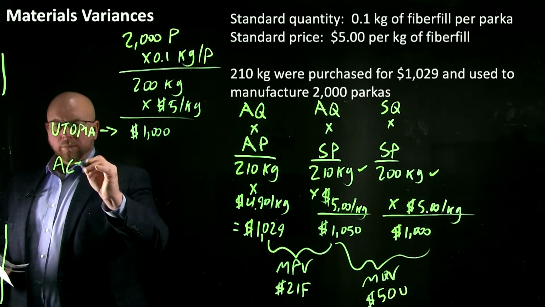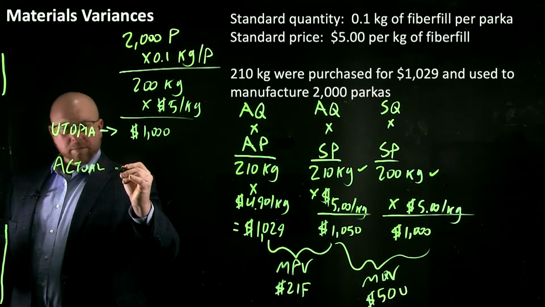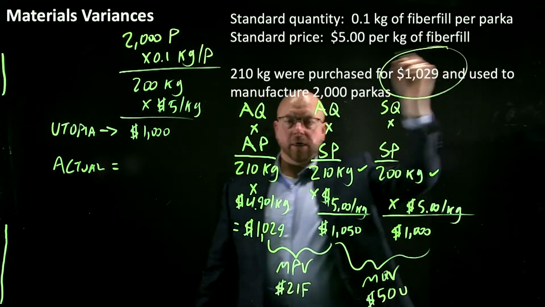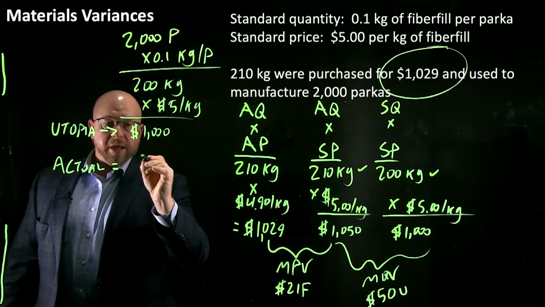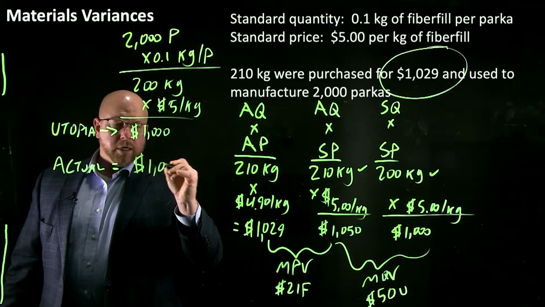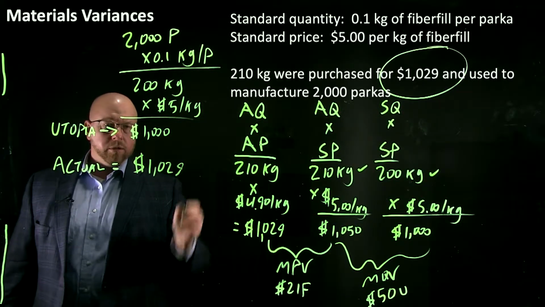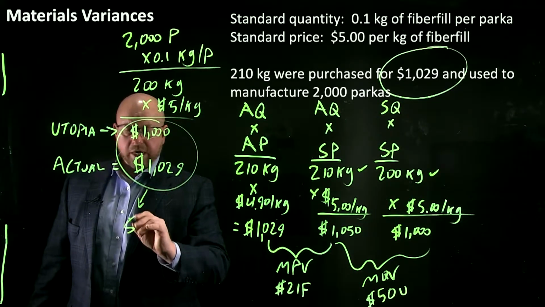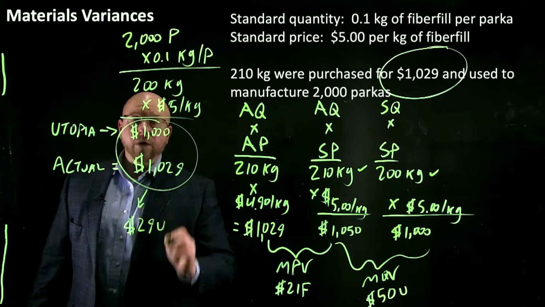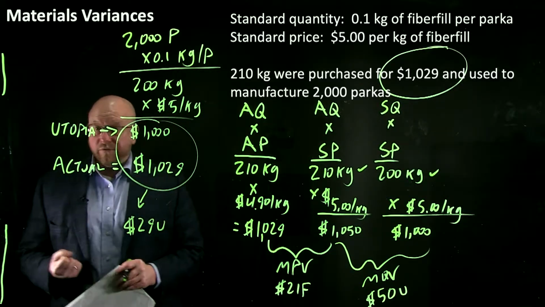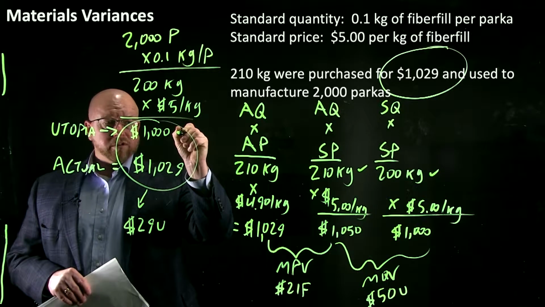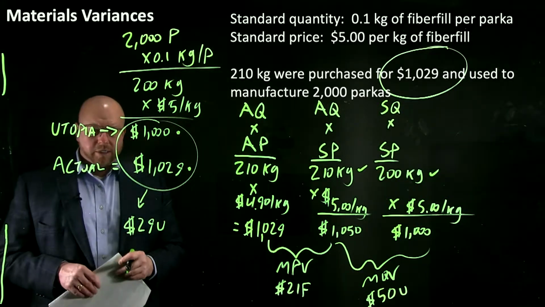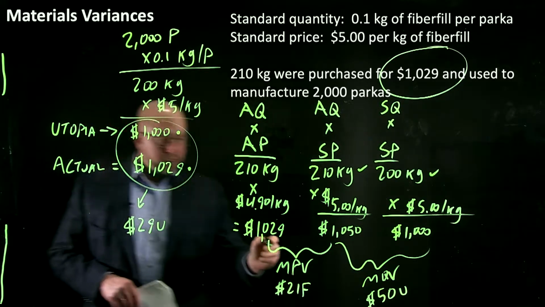Well, the actual amount we spent is over here, $1,029. So our overall spending variance is going to be the difference between these two. If we compare these two numbers, we can see that is $29 unfavorable. Okay? Why is it unfavorable? In a perfect world, we would have spent $1,000. We actually spent $1,029.